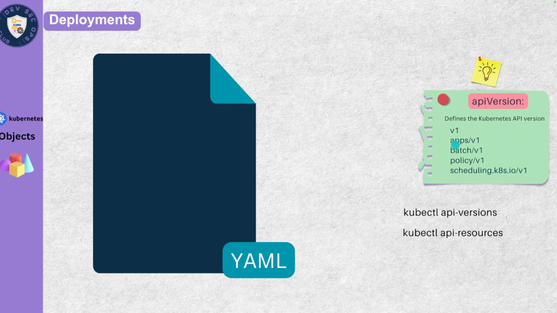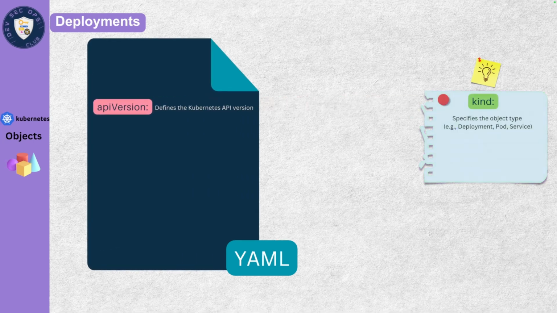So you have version v1, apps/v1, batch/v1, policy. As someone working in DevOps, you really don't need to bother about it. You simply run the command kubectl api-versions, which will give you the versions, and kubectl api-resources. We will also execute kubectl api-versions and see which resources or objects have which API version. So this is the first thing you mention in your YAML file, which defines the Kubernetes API version.